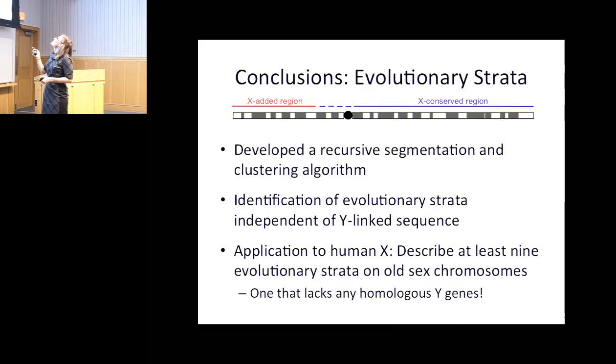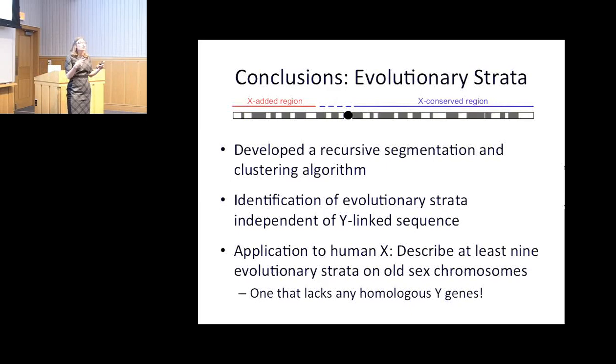Okay. And the Y is very difficult to assemble. It's highly repetitive. It takes a lot of time, a lot of extra effort. So I can't foresee any time in the near future of switching to sequencing males to get the Y chromosome. But now we have a method that we can get a glimpse into the evolutionary history of the sex chromosomes using just the X chromosome.